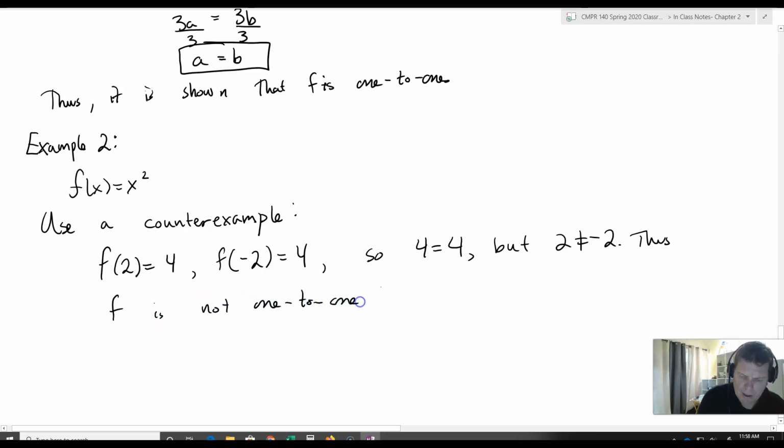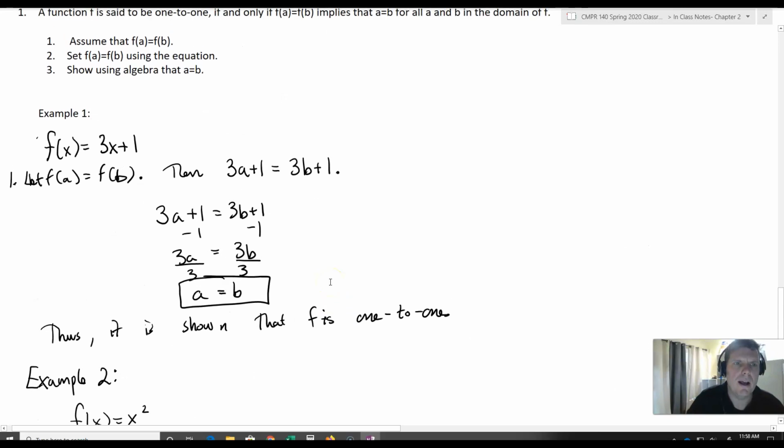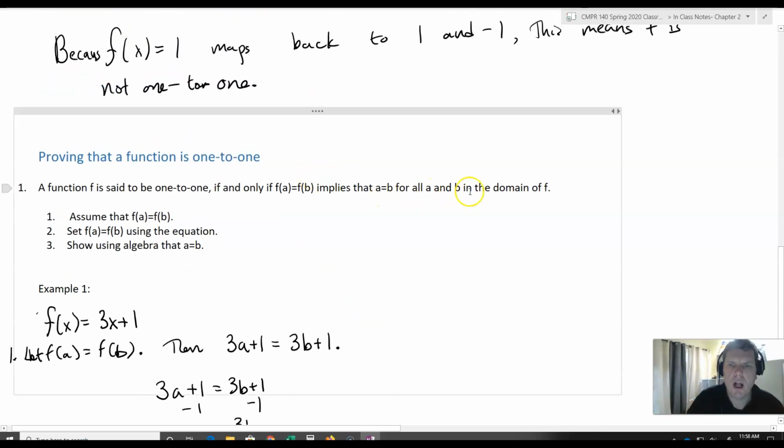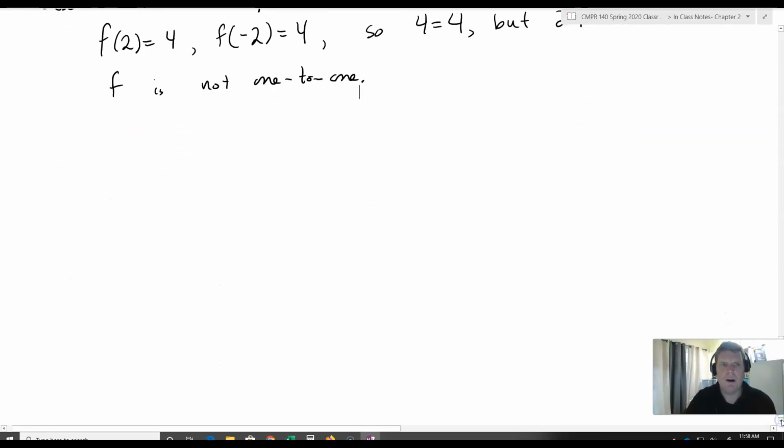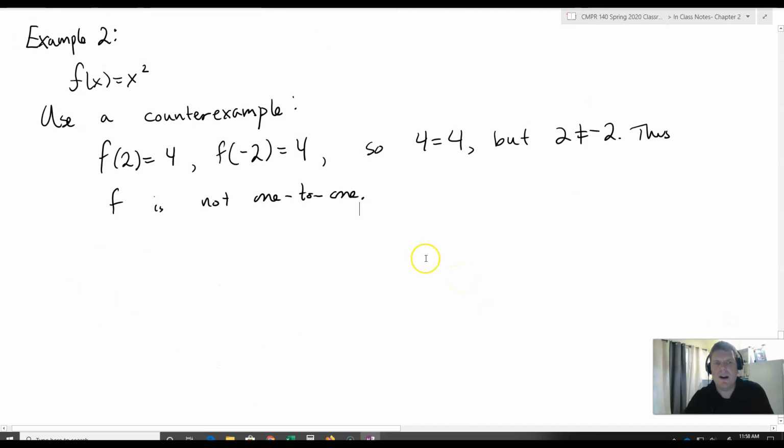Remember that in order to be one-to-one, we'll take a look at the definition again. In order to be one-to-one, it must hold for all a and b in the domain of f. Well, 2 is in the domain of f for f of x equals x squared, and negative 2 is also in the domain of f. But they map to the same element, so consequently, not one-to-one.